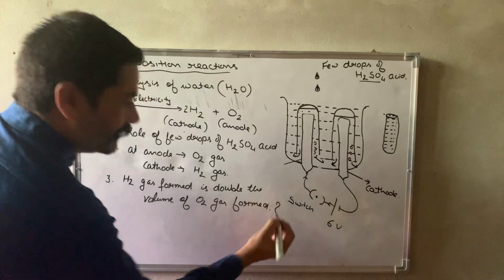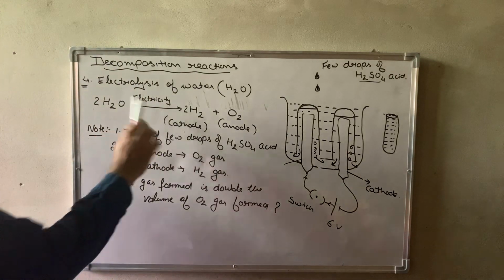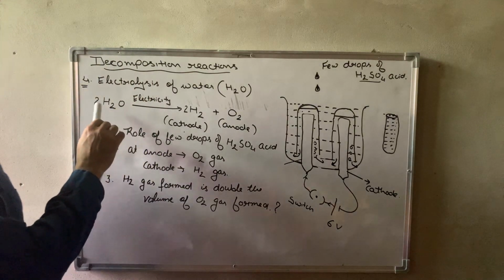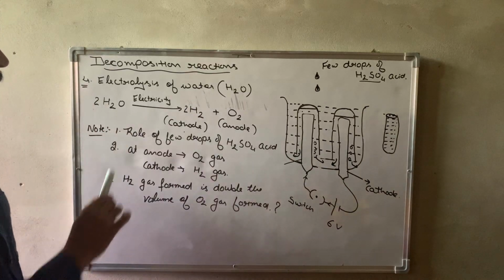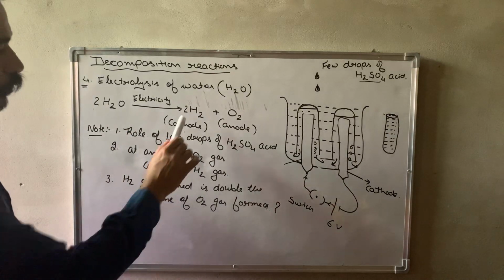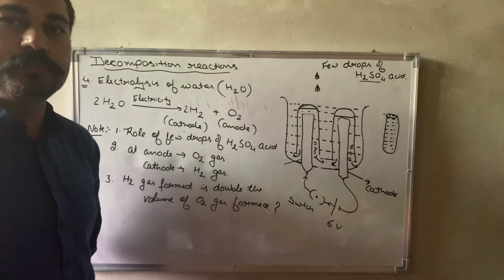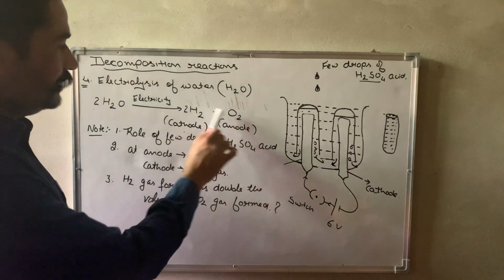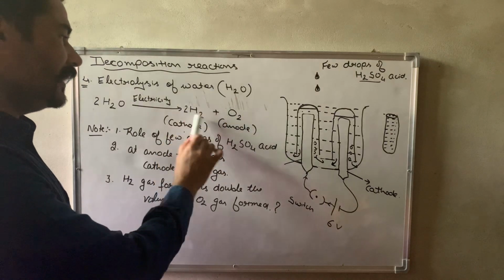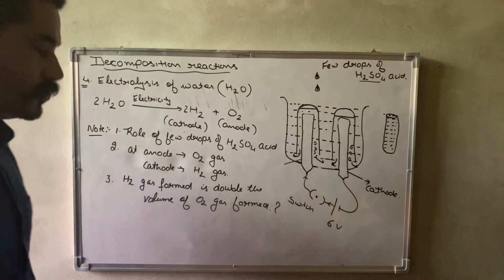Now what is the reason behind this? It is very clear from the chemical reaction. If 2 molecules of water get decomposed, then 2 molecules of hydrogen gas are formed and 1 molecule of oxygen is formed. Okay, so you can clearly see from the chemical reaction, hydrogen gas formed is double the volume of oxygen.